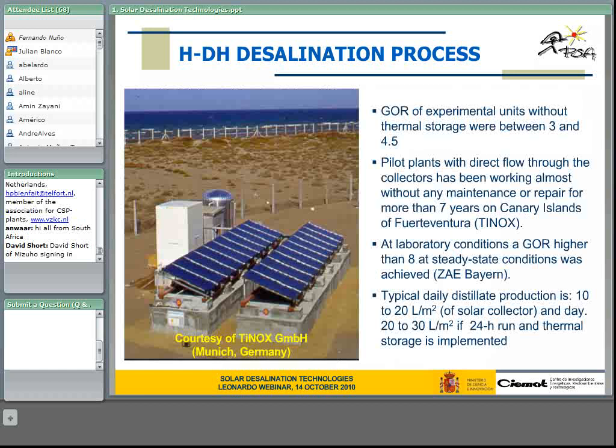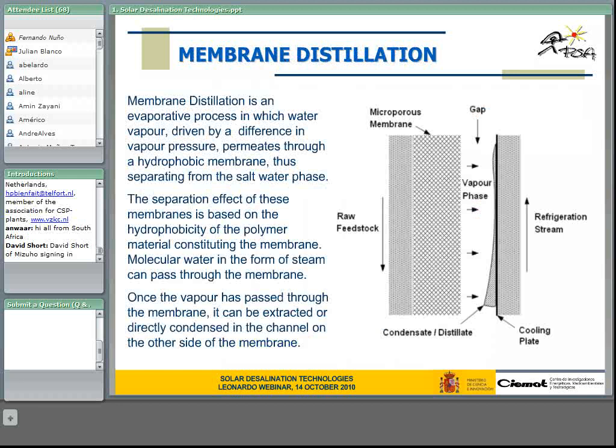Another similar technology is membrane distillation. This is a completely different process in which we are using a specific membrane. This is a hydrophobic membrane, which has the particularity that it's possible for the vapor, the gas, to pass the membrane but not the liquid. This is the case of typical transpirable materials like Gore-Tex and others.